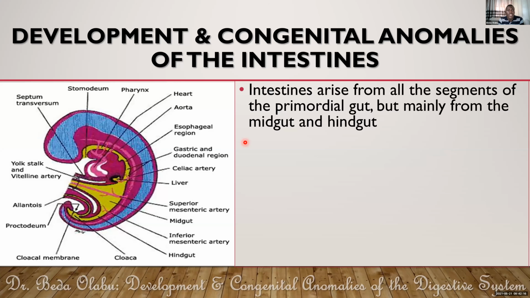In terms of site, the intestines actually develop from all the three segments of the primordial gut, from the foregut, the midgut and the hindgut. Because you say that the duodenum partially comes from the foregut and partially from the midgut. So therefore it means that intestines come from all the three segments, but mainly midgut and hindgut. A small part of the foregut gives you the intestine. That's what I mean.